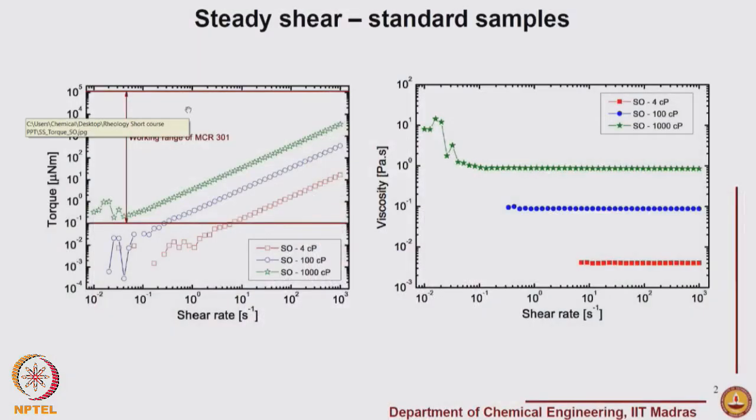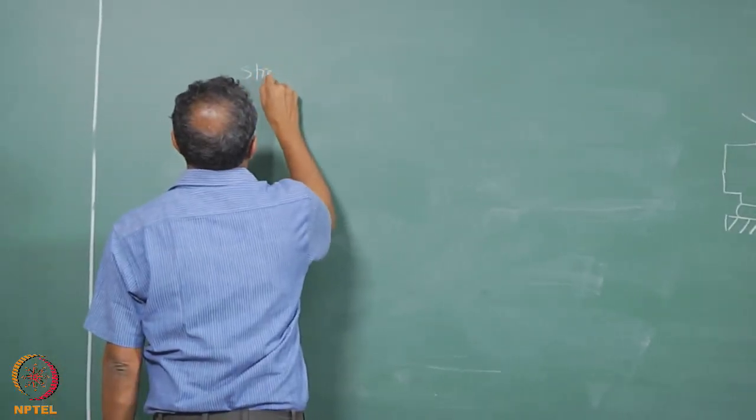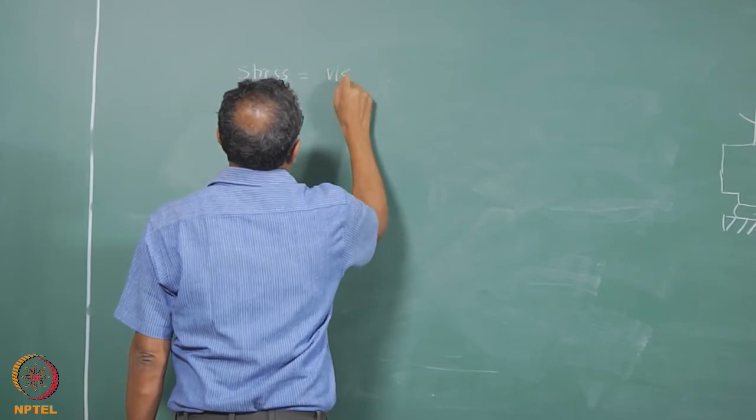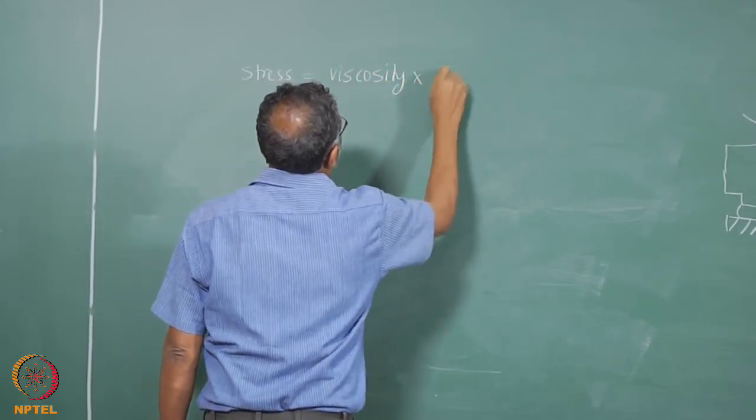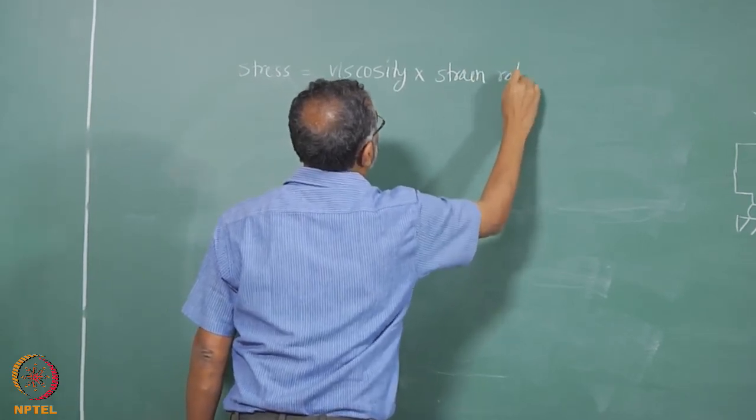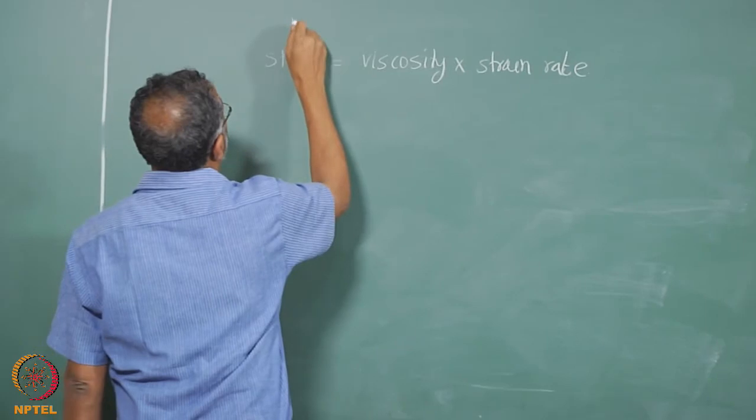Given that there is a left hand side graph, what you could also see is what happens to the torque values. And as we know, for a Newtonian fluid, stress is proportional to strain rate multiplied by viscosity. So what we have is the overall torque, which is related to stress. So stress is viscosity times strain rate, and this stress is directly related to torque.